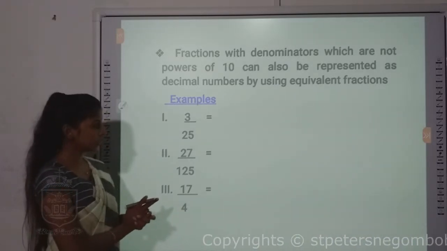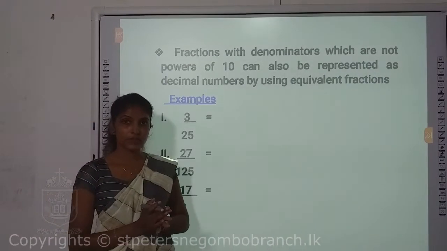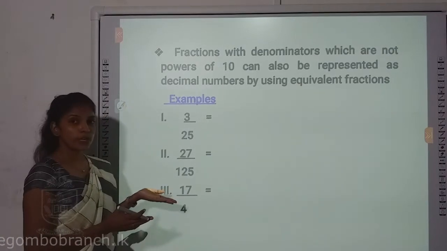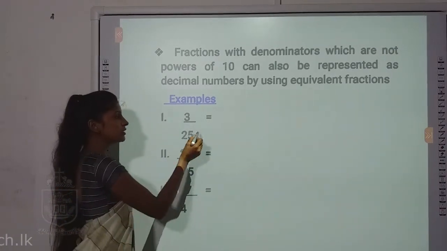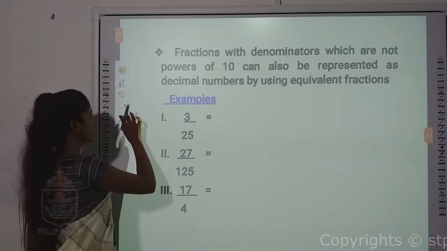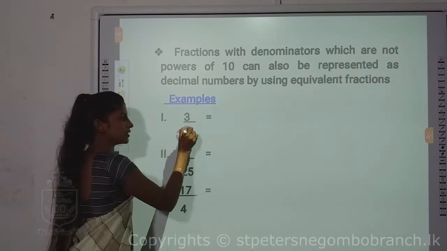Okay students, you already know how to make equivalent fractions. We learned that in the fractions lesson also. So now what we are going to do is convert this denominator value into a power of 10. Convert the denominator value into a power of 10. 25 is the denominator.